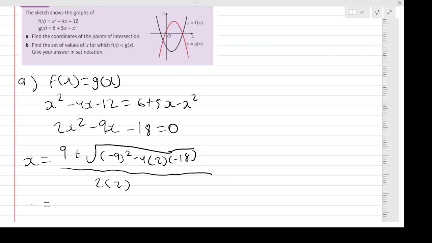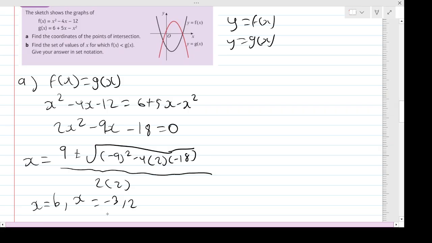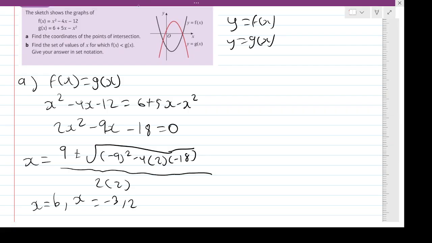X is 6. Or x is minus 3 over 2. Okay, so that's the x values. It said to find the coordinates of the point of intersection. So we need an x, y coordinate. Well, we need a y value. Y is equal to f of x, and y is equal to g of x because they're curves. So simply, we can substitute these x values into either curve to get the y value.